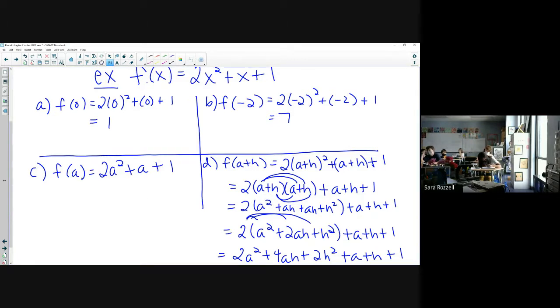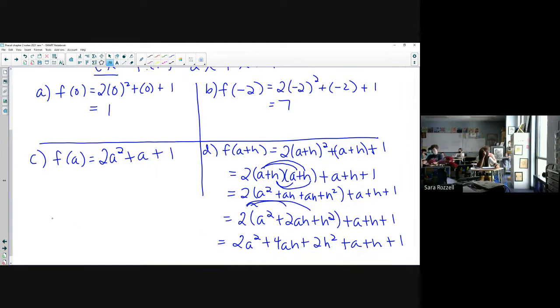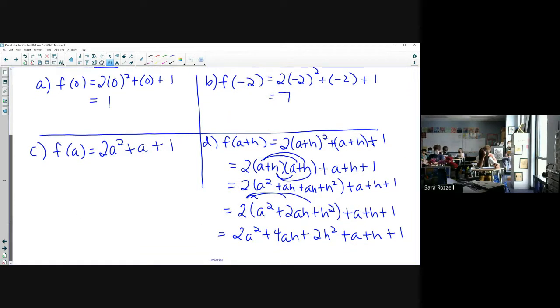So f of a was just 2a squared plus a plus 1. You introduce this a plus h instead, and then you need to do all kinds of fun stuff. Okay. But the reason that I had us do f of a and f of a plus h is we have a special thing called the difference quotient that we're going to do. And to do the difference quotient, you have to have the f of a plus h and the f of a. You need to know these before you do this part, so you've got to do them separately.